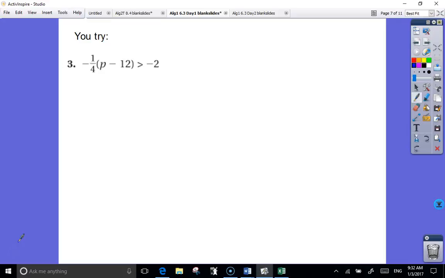Multiply by the reciprocal. Remember, usually when you have a fraction in front, to get rid of it, you multiply by the reciprocal. So you could do either one. If we do that, let's say I take that whole thing and I multiply by negative 4, the negative 4 times negative 1/4 cancel, and I have p minus 12 is less than negative 2 times negative 4 is 8. Add 12.